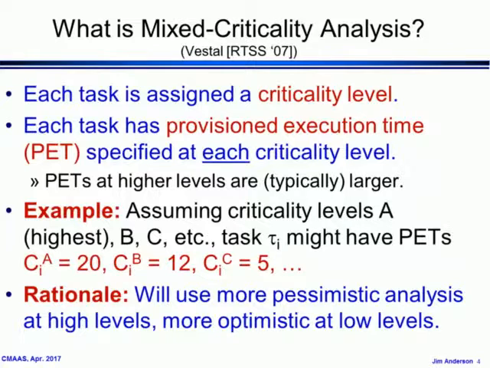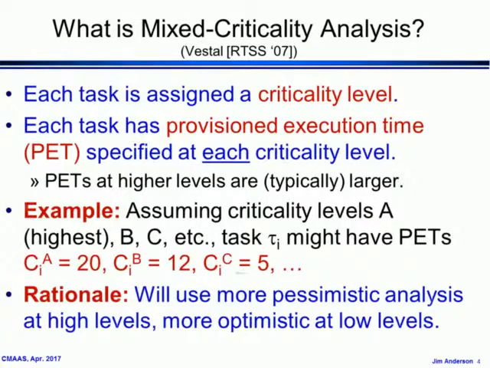So for example, for a highly critical level A task, maybe I'm determining these PETs by means of some static timing analysis tool, which is very pessimistic. For a level B task, maybe I'm using a measurement-based process to determine the worst case execution time. At level C, for all I know, it's an average case. So generally what you're going to see as you go down these criticality levels is that the PETs that are used get to be lower and lower.